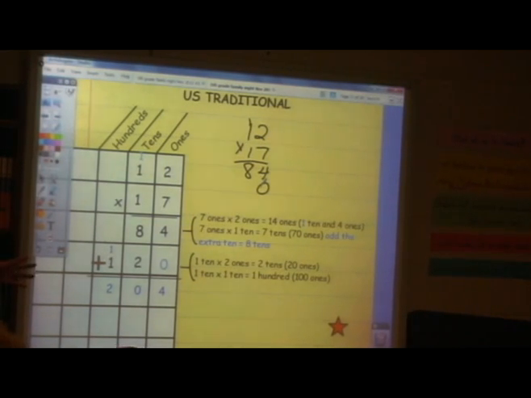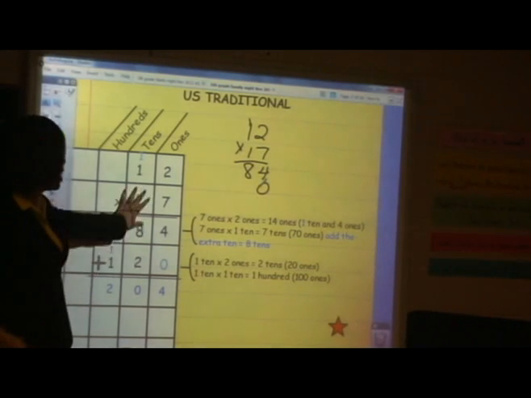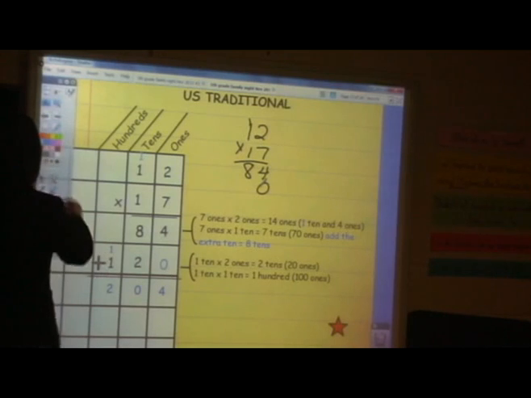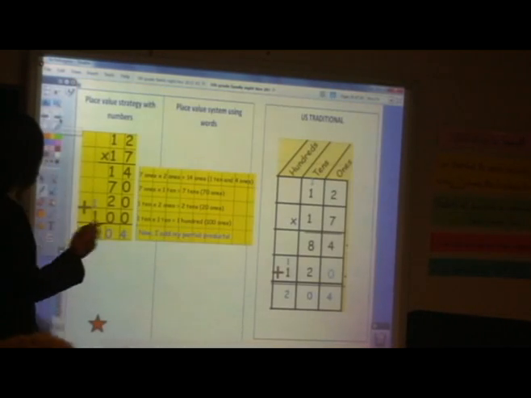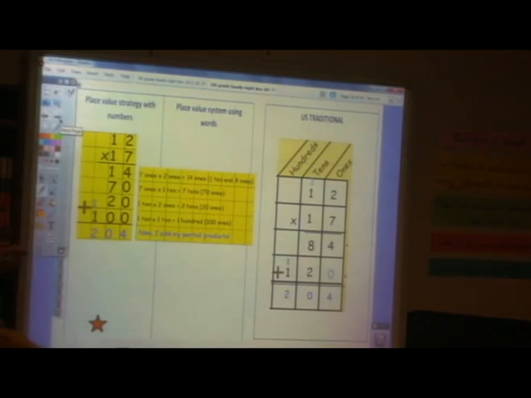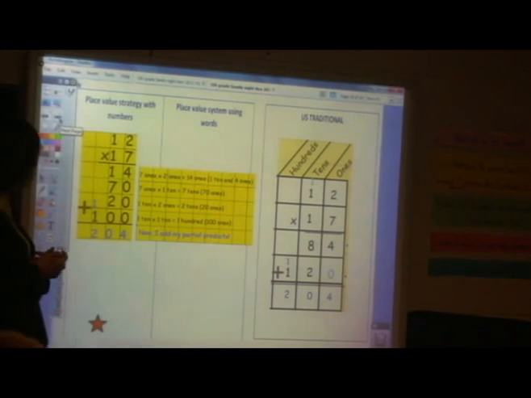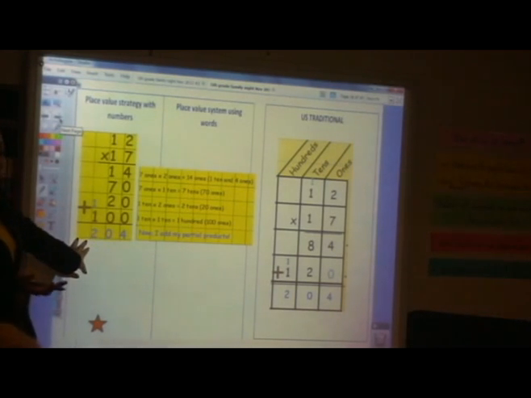You've drawn the picture of 12 times 17. We saw the partial product with Ms. Harris, and this ties it back to how we learned it earlier. And that's our goal, to get our children to be able to do that U.S. traditional.